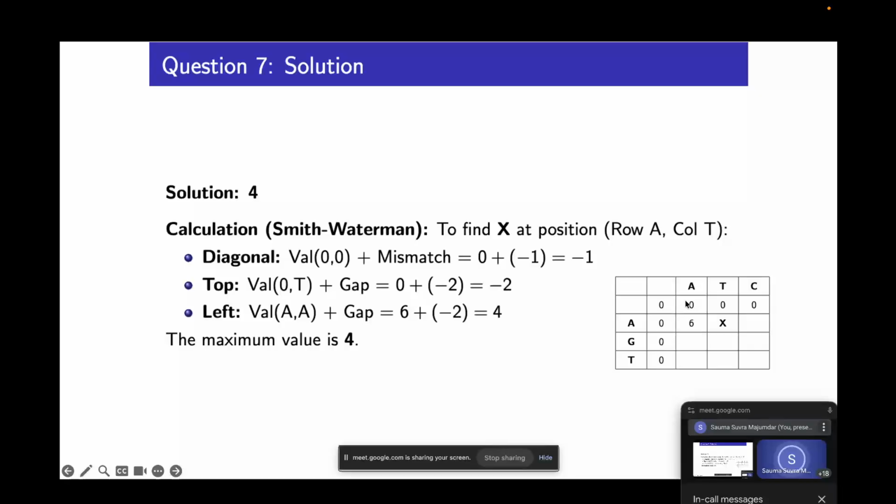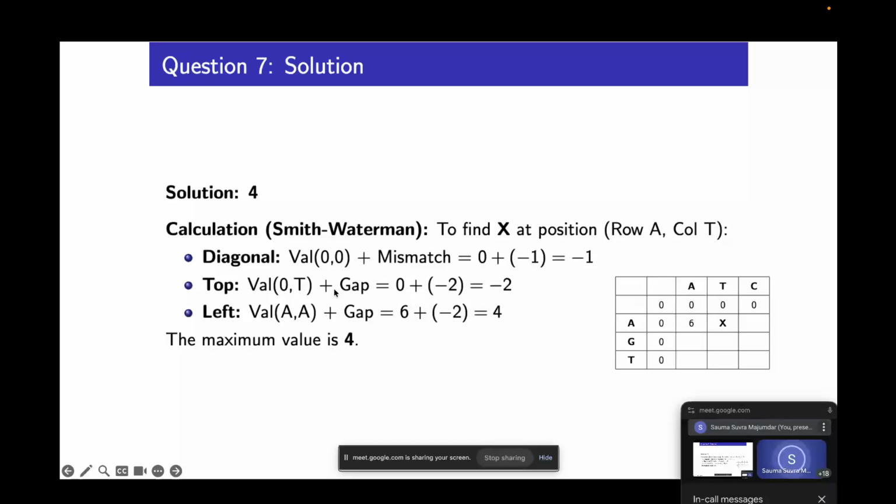So you move from here to here, or here to here, or here to here. Three possible options, right? So the diagonal one, you move from this to this. So this will be 0. Then there is a mismatch here, A and T. So there is a -1. So this will be -1 if you move from here.